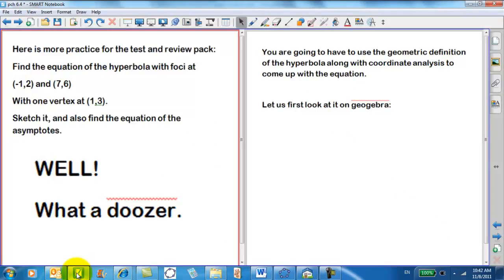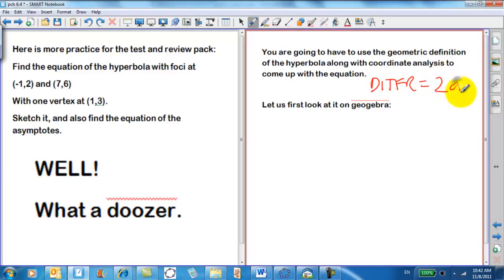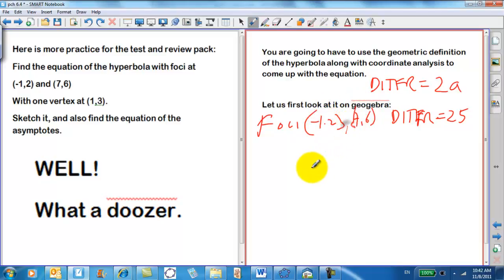We have that the ditfir, the difference in the focal radii, equals 2A. Okay? And in this case, that was equal to 2 root 5. A was equal to the square root of 5, and so we get 2 root 5. And then we had foci at negative 1, 2, and 7, 6.